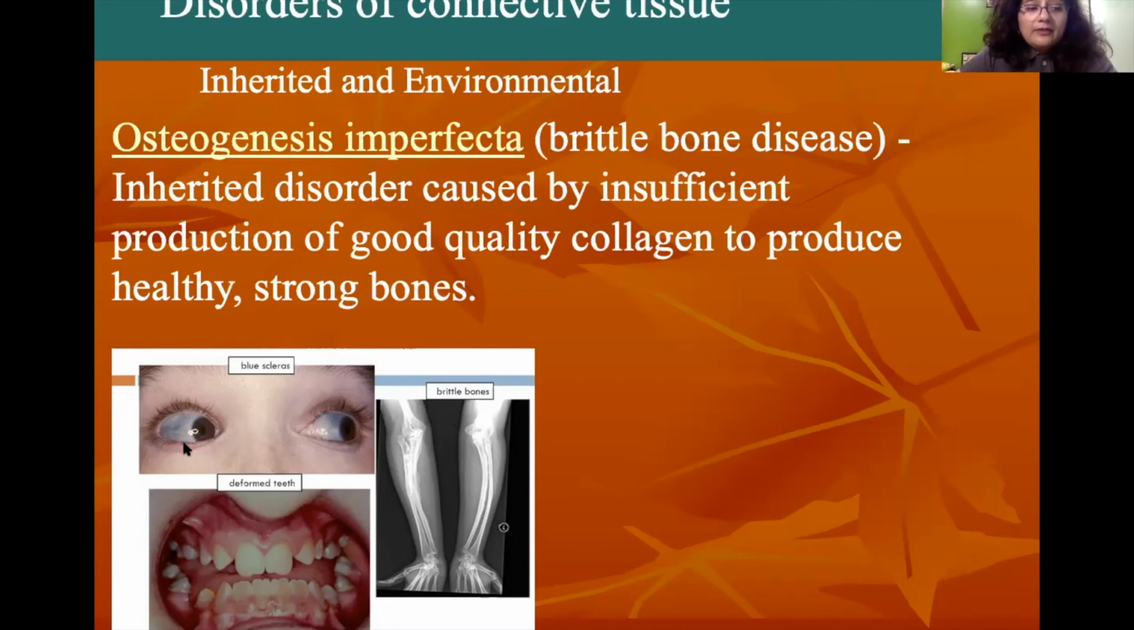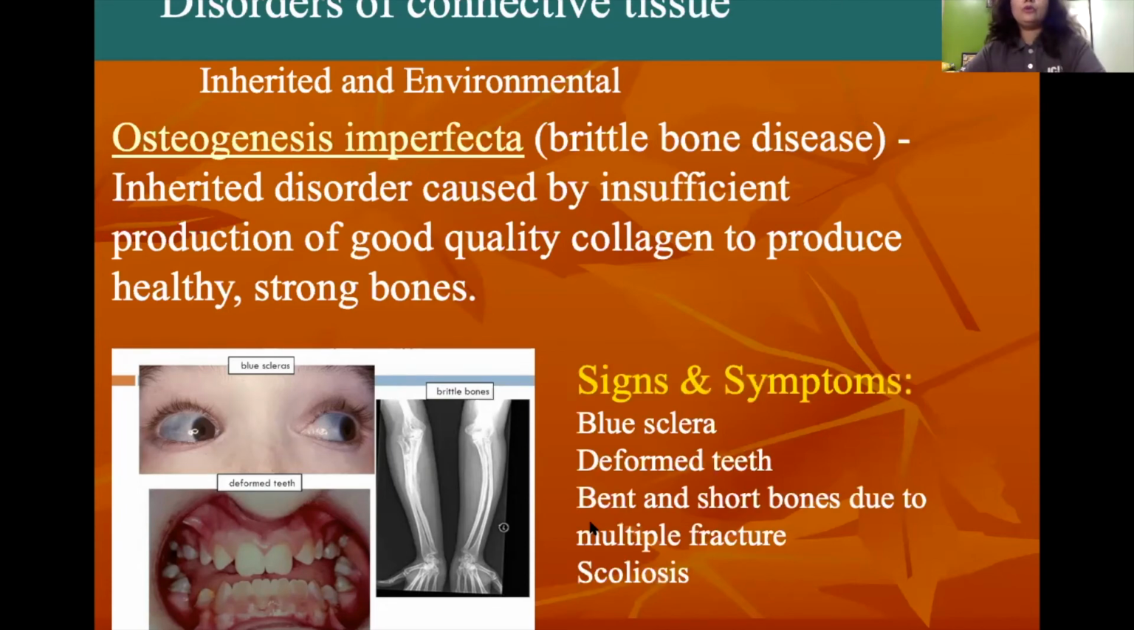Apart from that, there is a blue sclera because of abnormal collagen of the sclera, and there are also deformed teeth. Apart from this, scoliosis may be present in the children. So this is osteogenesis imperfecta.